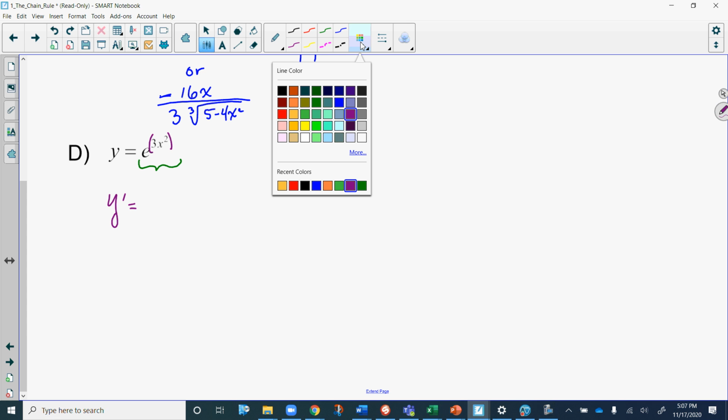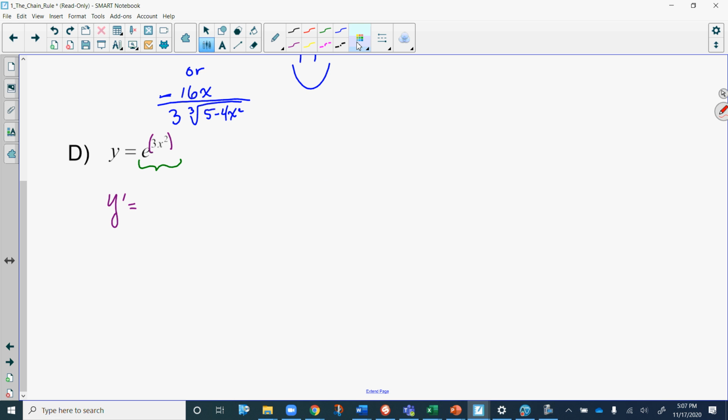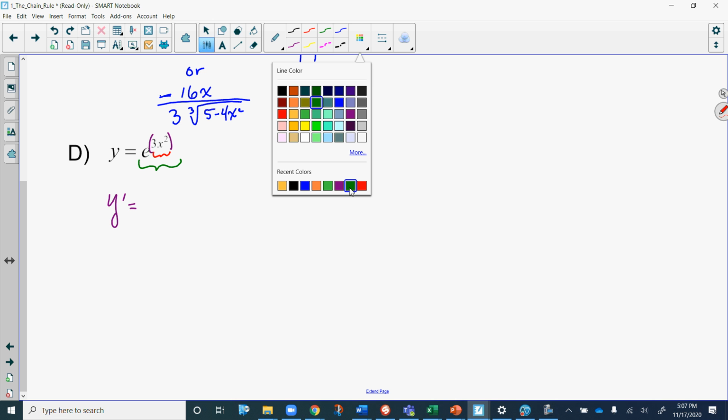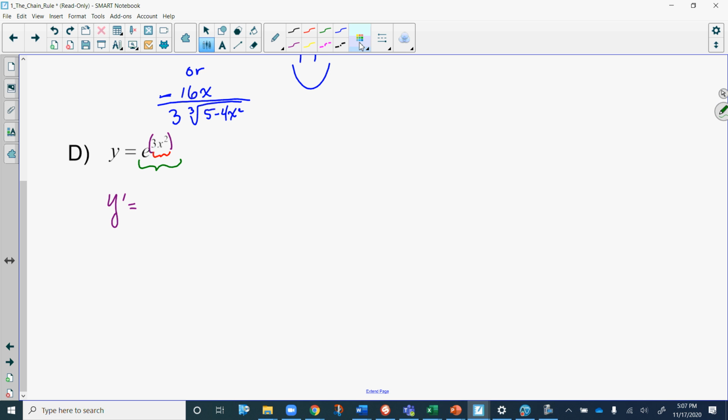So I'm going to find the derivative. Let's see, get a color. I'm going to find also the derivative of this bit here. So that's going to be considered the inside expression. Well, the derivative of the whole thing is just what I have kind of bracketed in green, which would be e to the 3x squared power. That's the derivative of the whole thing.